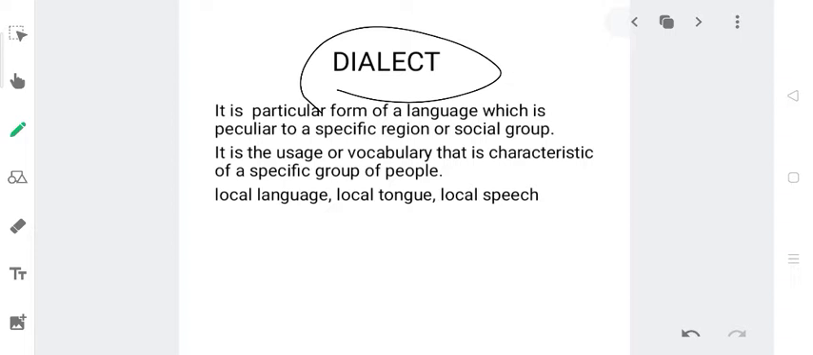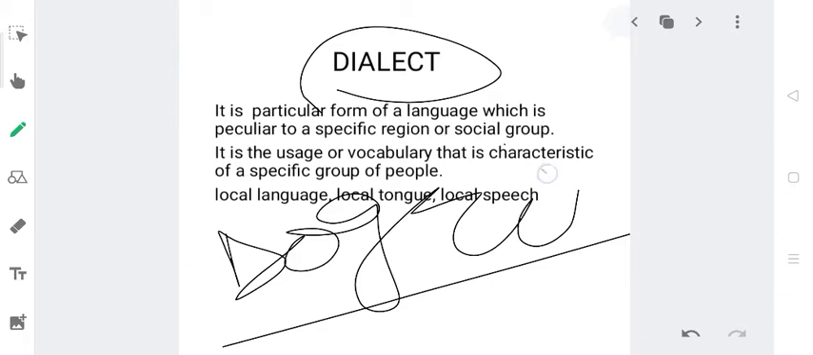Say, for example, when a specific group of people speaks a language, that is called a dialect. It is also called local language, local tongue, or local speech. Let me elaborate on it a little bit so that it may be easily graspable for you people. Basically, a dialect is, for example, Dogri.